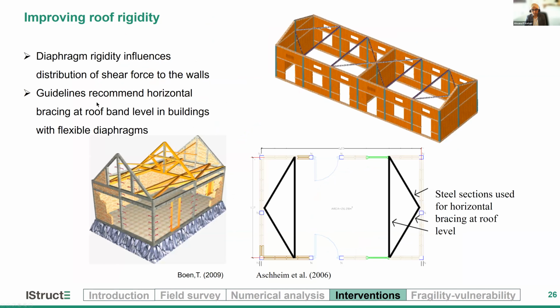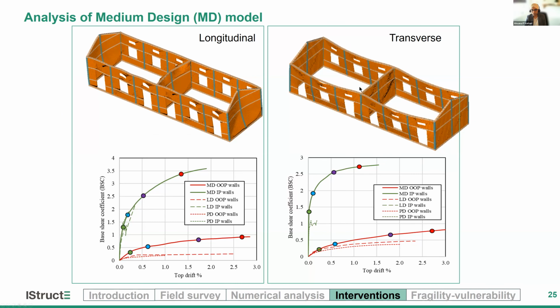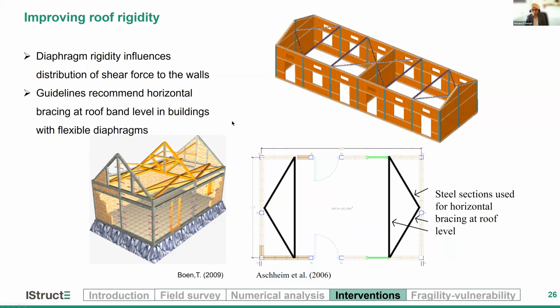Coming to the final intervention, as you can see in the previous case, although this improved quite significantly, the out-of-plane walls did have much larger deformations as compared to the in-plane walls. So in an attempt to control the deformations, it is possible to add some bracing, horizontal bracing at the roof level, which is also recommended by guidelines in buildings with flexible roof diaphragms.